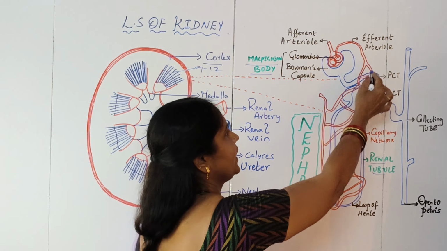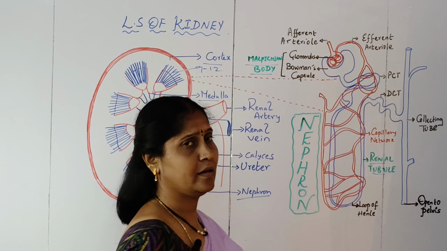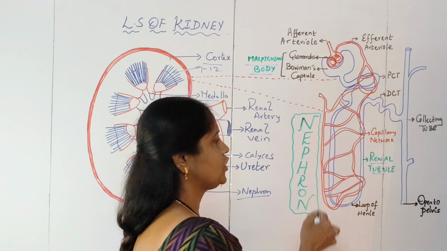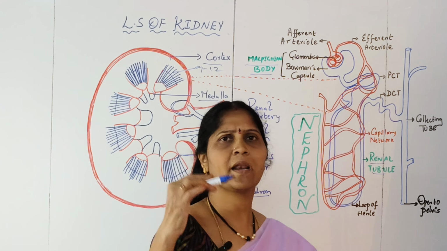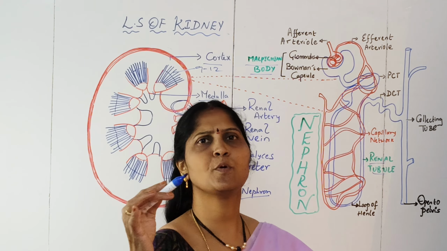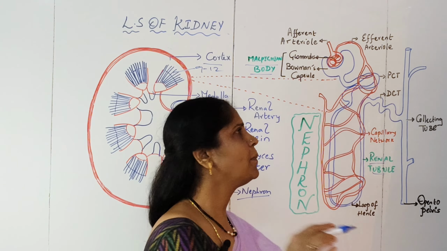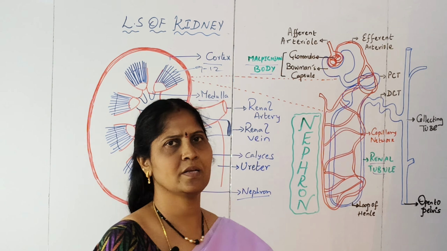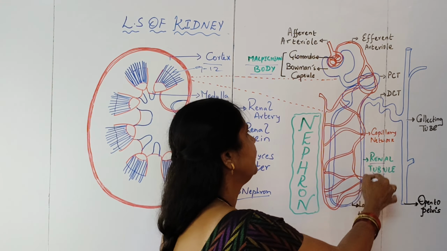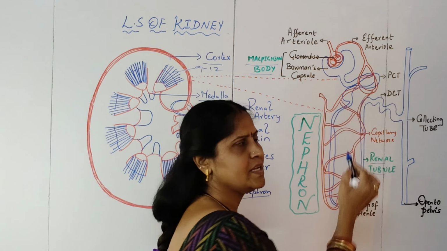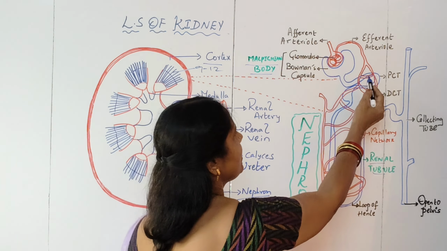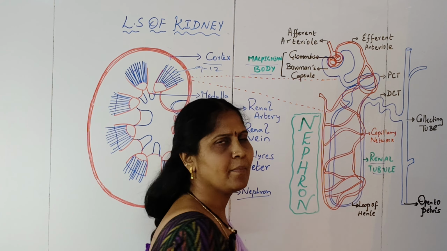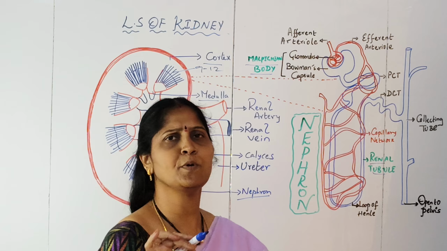And as you can see, in red color I have drawn some structures on the top. That is called the peritubular capillary network, which is formed by the efferent arteriole that is coming out from the glomerulus. Then we have the structures called the PCT and DCT. PCT stands for the proximal convoluted tubule.